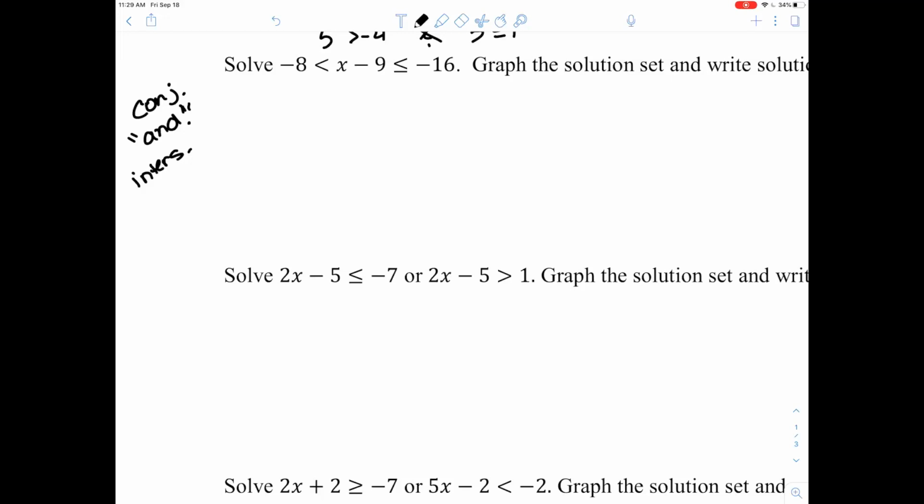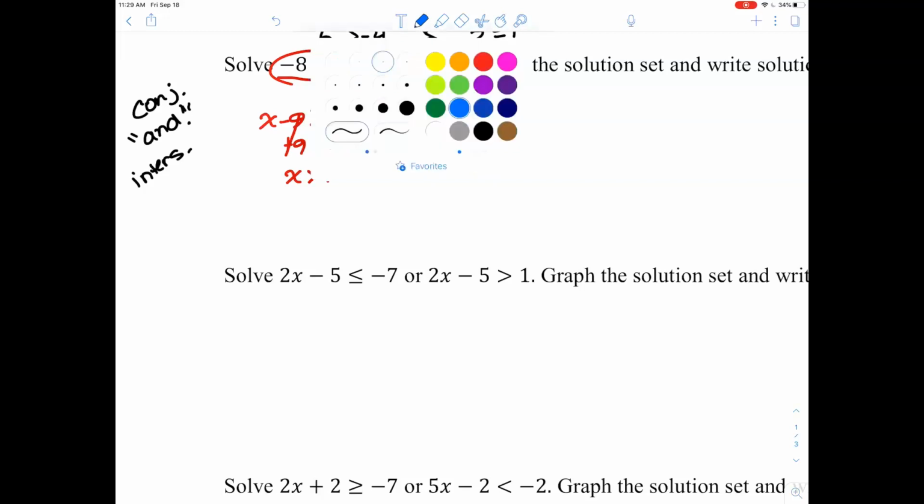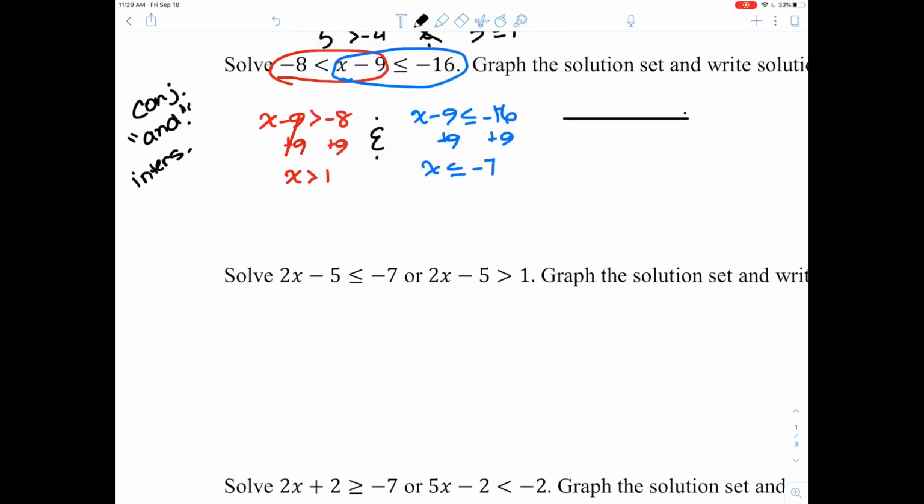Intersection only. All right, so again, I'm going to separate so that I can illustrate. So again, I'm going to just flip the red statement. X minus 9 is greater than -8. I'm going to go ahead and solve that, and then I'll switch to blue. So add 9. X is greater than 1, and x minus 9 is less than or equal to negative 16, add 9, x is less than or equal to negative 7.